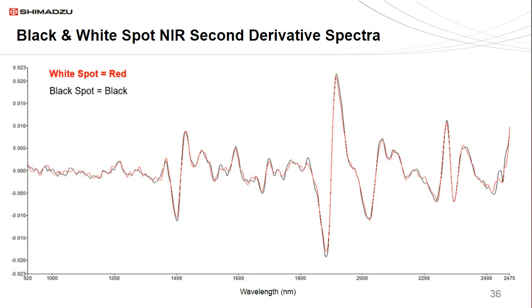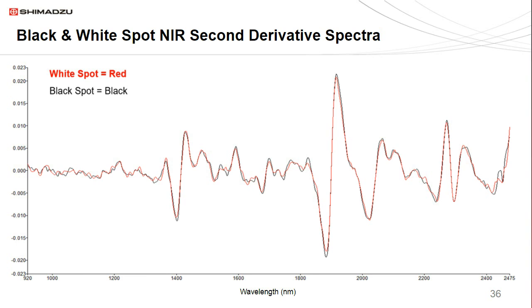Here we see a second derivative of the near infrared region, and you can see there's zero difference between the white spot and the black spot. The reason for this is that the fairly large support structures here are the same between those two spots, and there's no difference in the spectra.